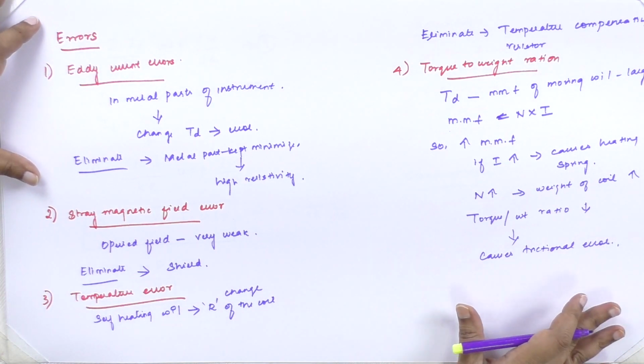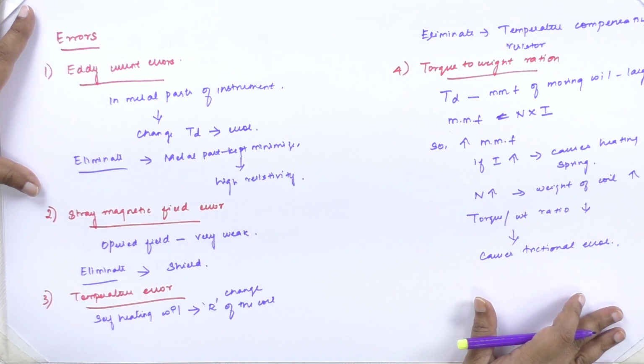These are all the various types of errors occurring in a single phase electrodynamometer type wattmeter.